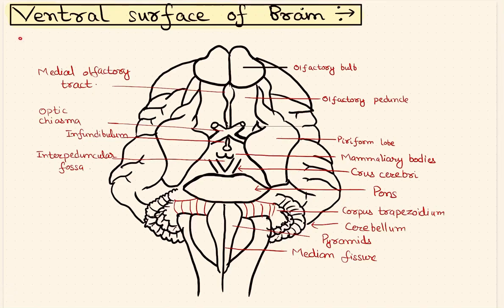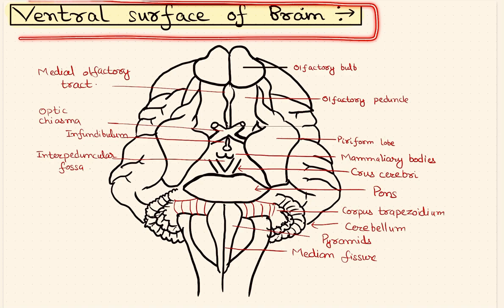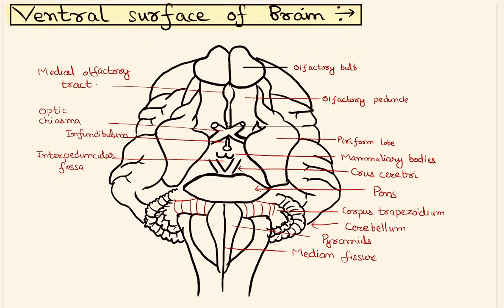Hello everyone. Today in this video lecture we are going to see what are the structures present in the ventral surface of brain. Firstly, let me tell you what is the difference between dorsal and ventral. Dorsal means away from the ground and ventral means towards the ground. Like if this is a brain, so this particular part would be dorsal and this particular part would be ventral. So this is the ventral part of the brain which we are seeing.